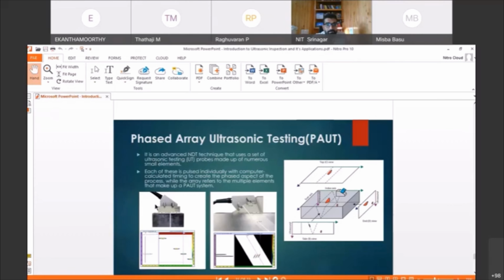But in phased array, it's an advantage. You can use a single probe that contains an array of crystals. You can get a required angle based on the time delay.